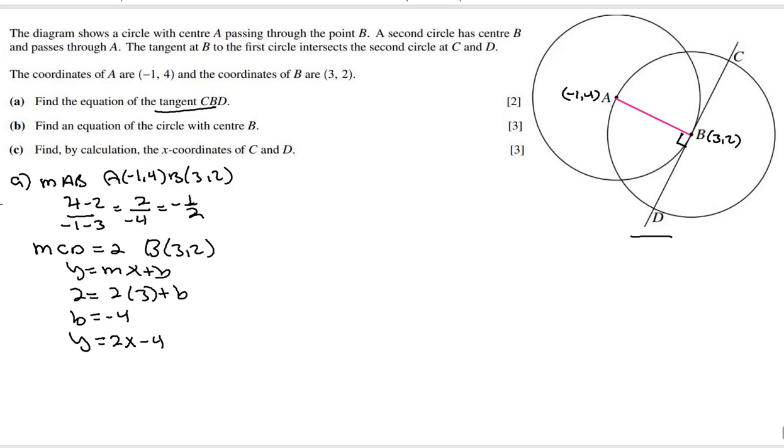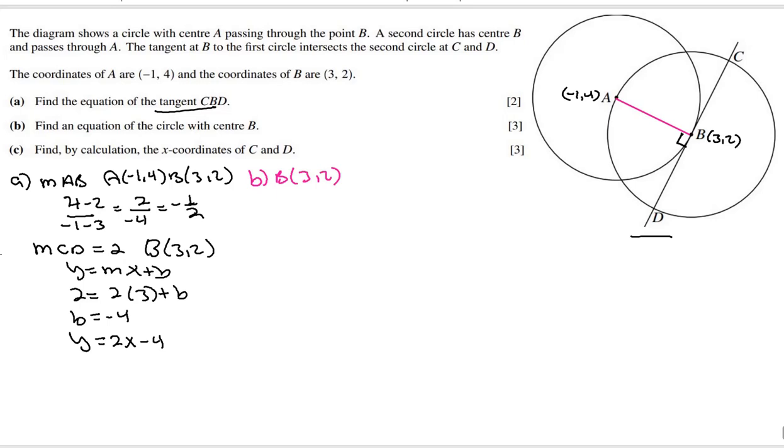All right? Now, in B, it says find the equation of the circle with center B. All right, well, that shouldn't be too hard. If I'm going to find a circle equation, then I need a center, and it would be awesome if I had a point that's actually on the circle. And so I do have both those things. So if I'm going to find the equation of a circle, I need a center. The center is point B, which is (3, 2).